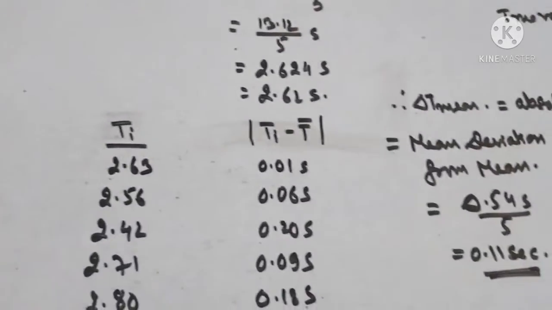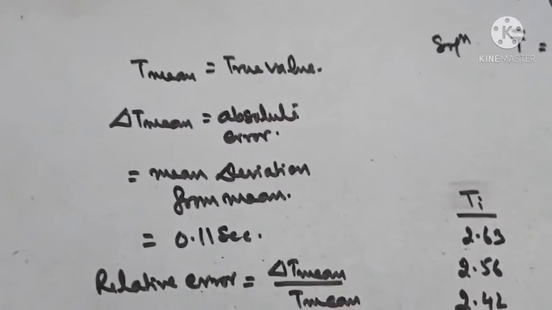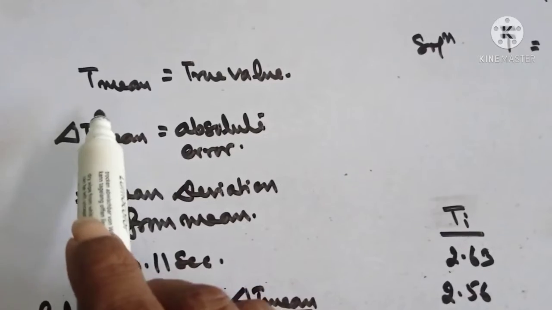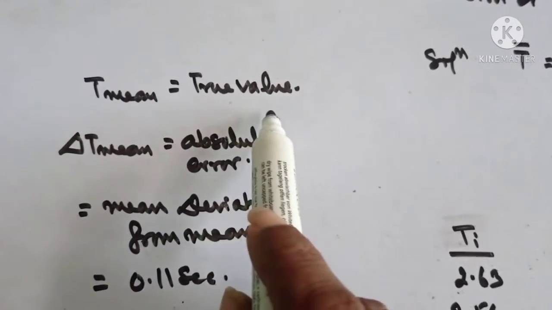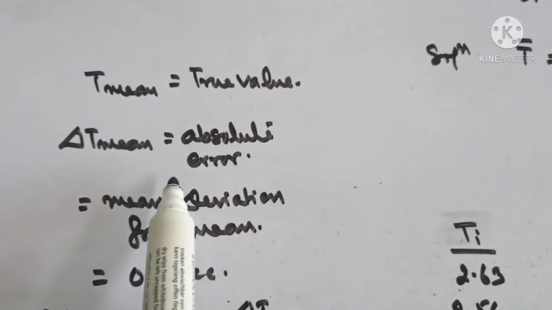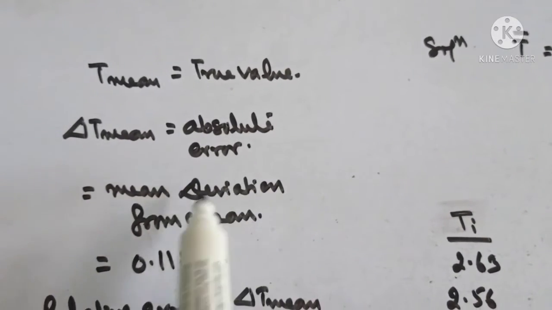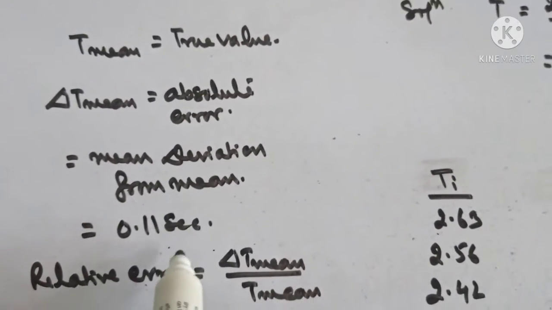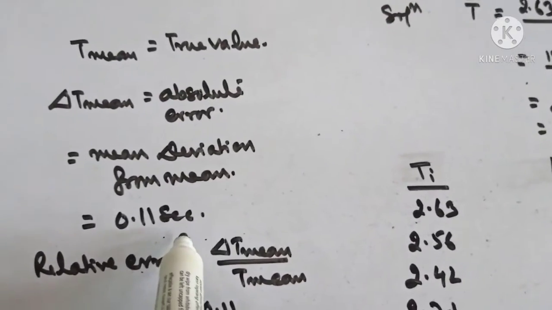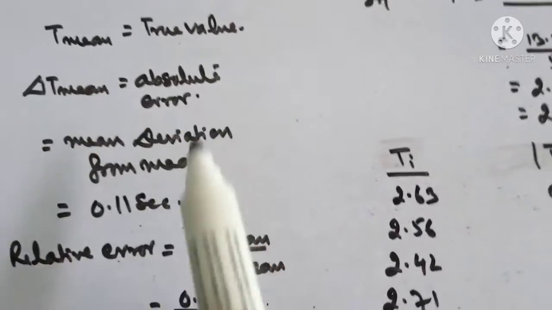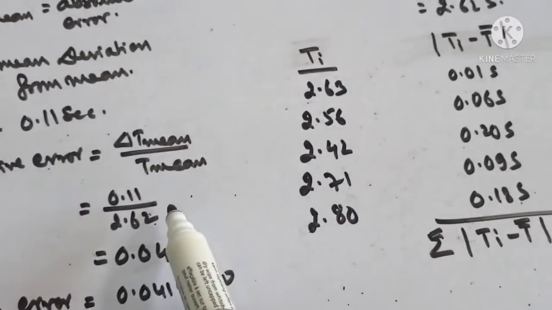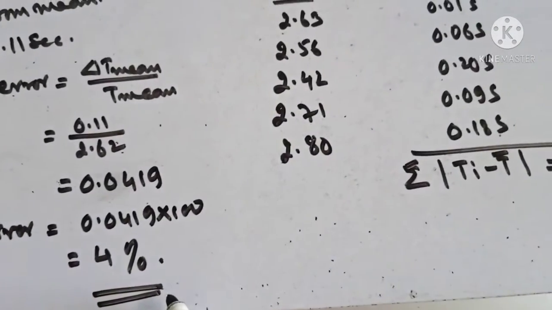So what we got as conclusion is that by the help of statistics I calculated t mean, which is the true value, and delta t mean, which is the absolute error, meaning the mean deviation from mean, this much seconds. By the help of statistics I calculated the absolute error, and after that comes the relative error, and this is the percentage error.